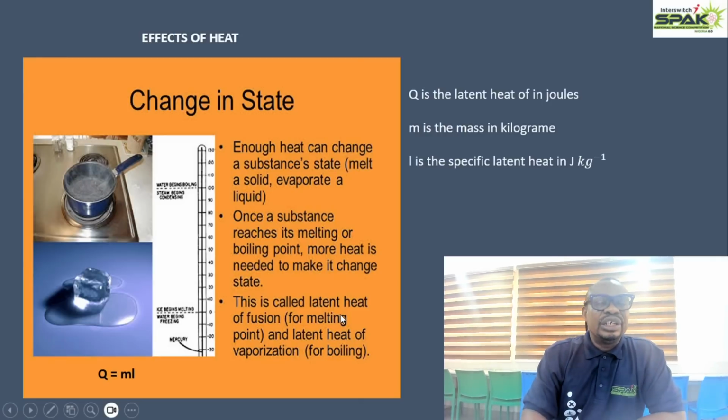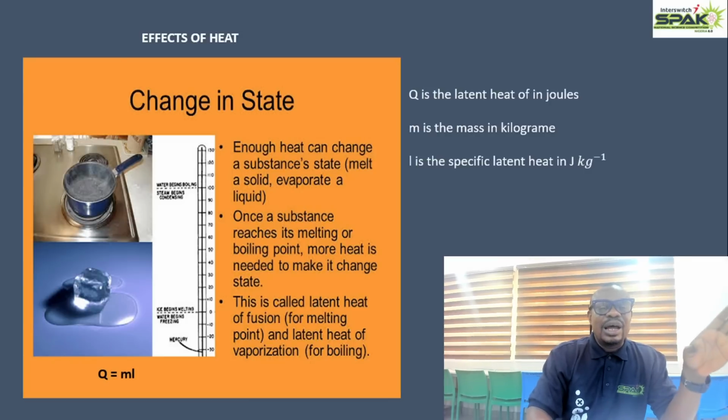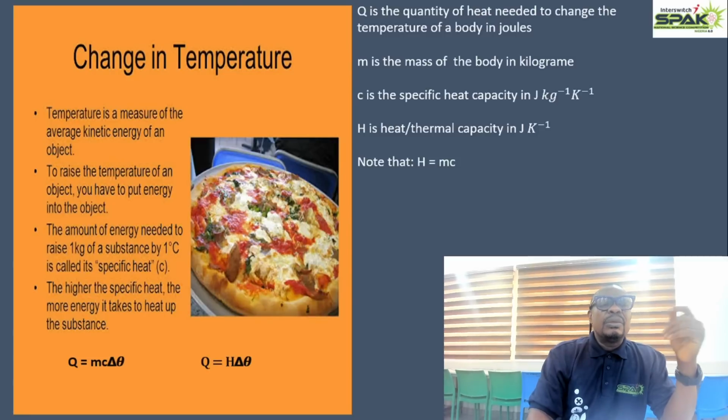So that is the change in state of what? Matter. Take note that latent heat is referred to as what? The hidden heat. It is the amount of heat needed to change a substance from one state to another at constant temperature. Underline that word, it must be there: at constant temperature. Why? Because there is no change in what? In temperature.